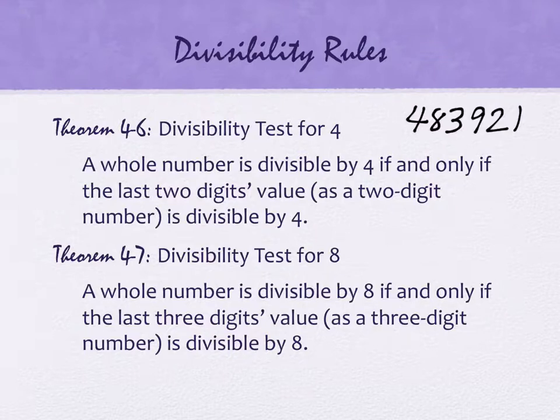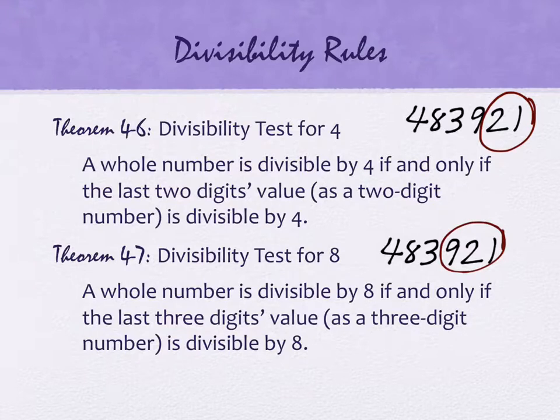Okay, I'm going to do both of these. What these properties are saying is that if I want to know if a number is divisible by 4, all I have to do is look at 21. Does 21 divide by 4? No, so neither will this long value. And if I'm looking for divisibility by 8, I look at the last 3 digits, 921. Does 921 divide by 8?